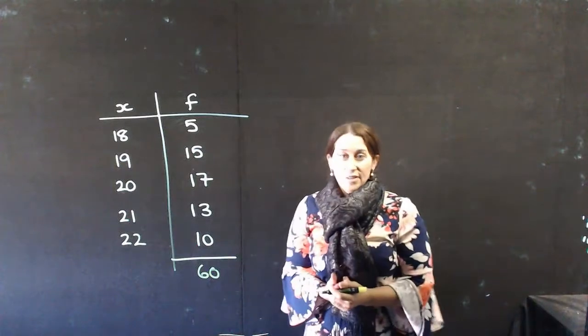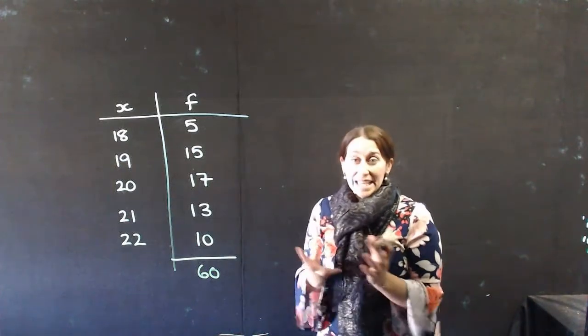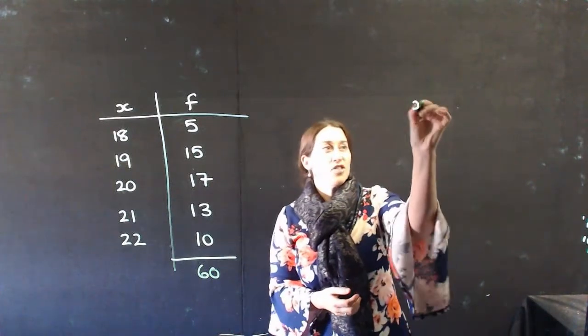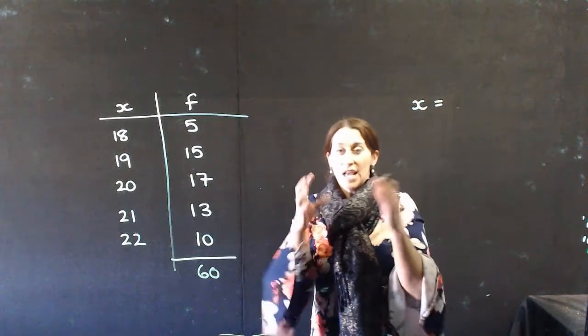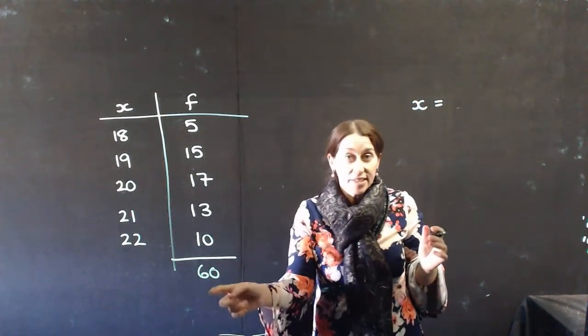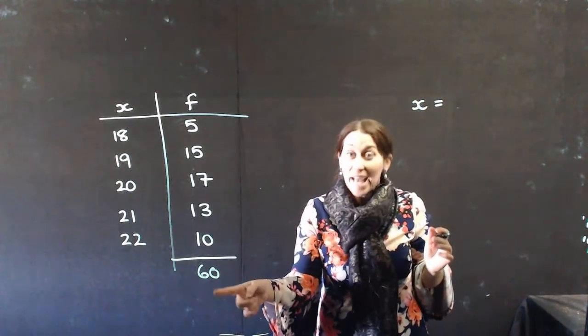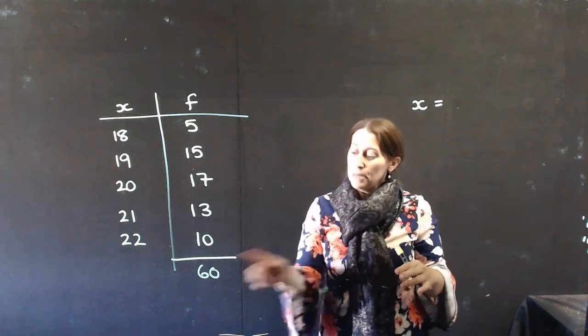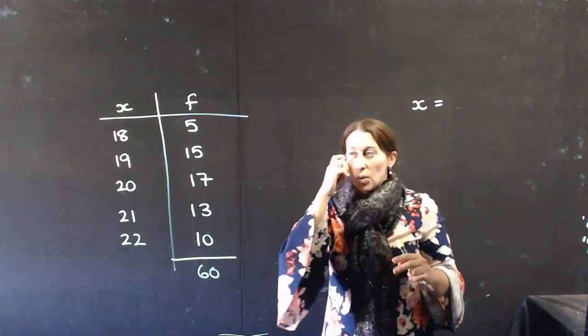So let's work out the mean. Now, the mean usually says we sum all of the data, so we need to add up all 60 people's pieces of data, their age, and then we divide by how many people we have, which is 60. Well, let's have a look.